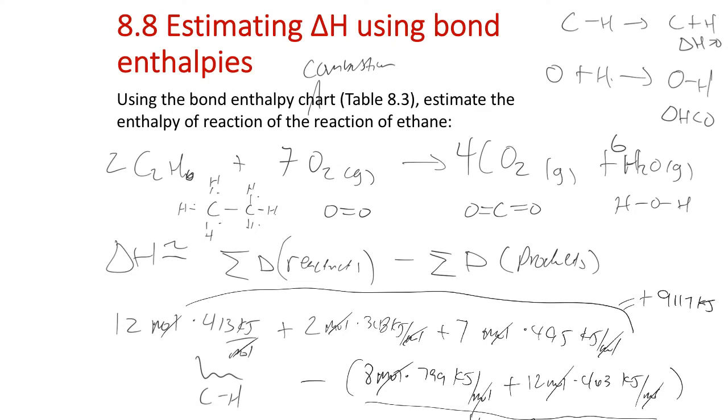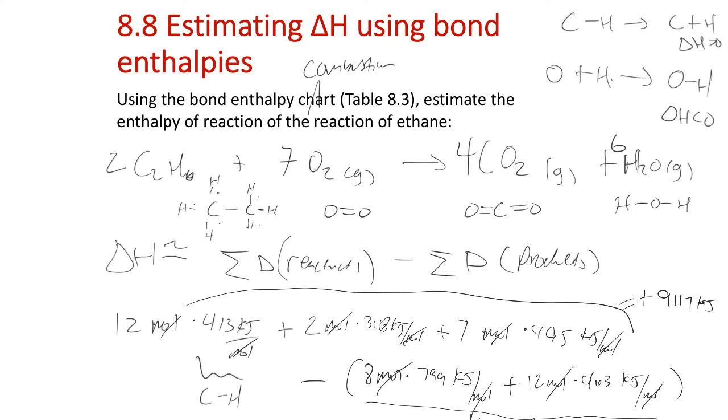Okay, so what we get is it takes about 9,117 kJs to break all the bonds in the reactants. That takes energy. So it takes energy to break all those bonds, and then we get back the energy of the new bonds that we form. So 8 moles times 799 kJs per mole for the CO bonds, and then we're forming 12 moles of the OH bond, so 12 times 463. So we're getting back 11,948 kJs per mole when we form our new bonds.